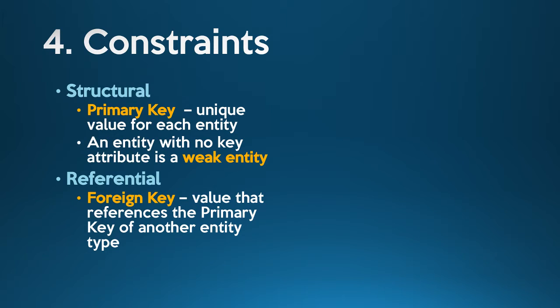Another kind of constraint is referential constraints. So you have foreign keys, and that's a value that references the primary key of another entity type. So for example, if you have an employee and you have a department, right? Under the employee info, you have social security number, you have names, you have all these things, but you also have the department number they work for. So let's say employee John Smith works under Department 5, right?